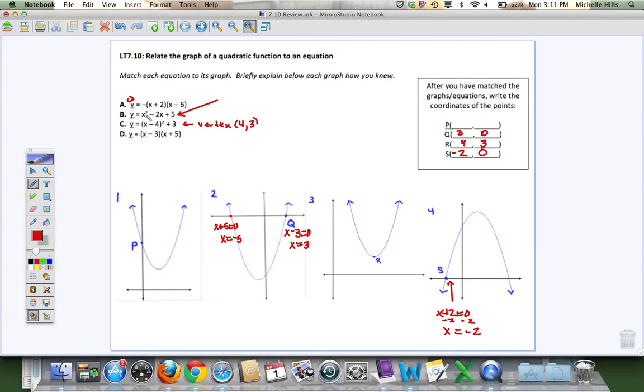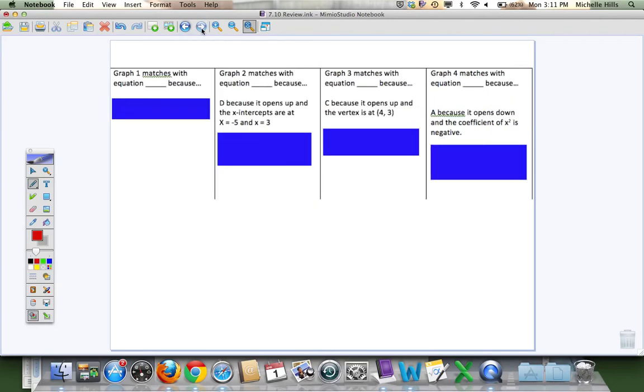The y-intercept is when x is 0. So this becomes y equals 0 squared minus 2 times 0 plus 5. So the y-intercept is at positive 5. And this thing does not cross the x-axis. So y-intercept at positive 5, so the point 0, 5. Why do I know that this is the graph? I know that it's the graph because it opens up and the y-intercept is at y equals 5.